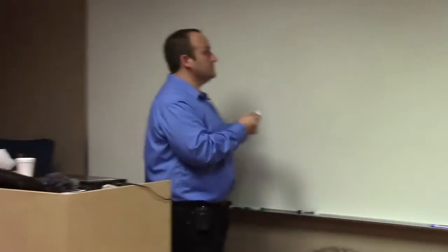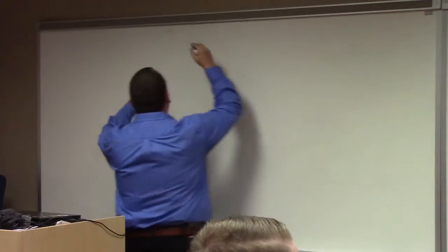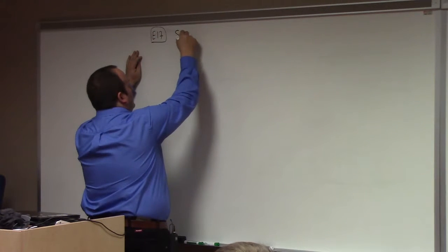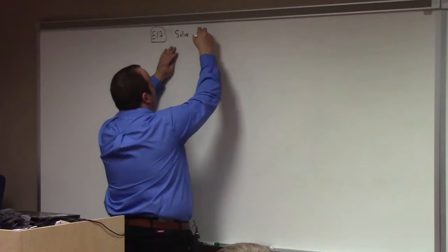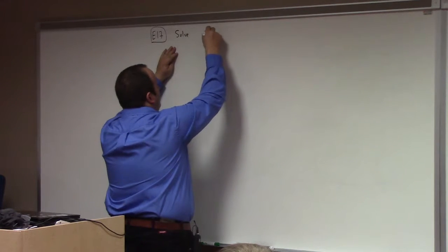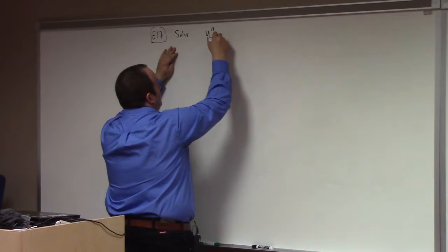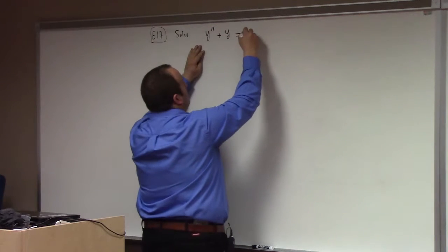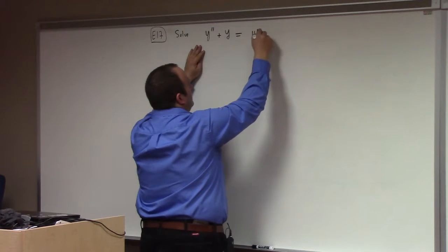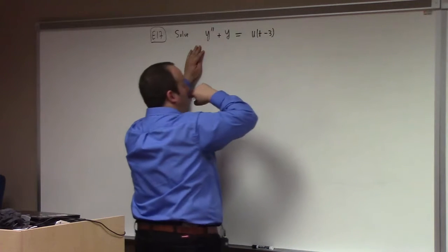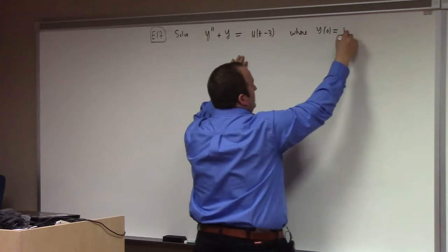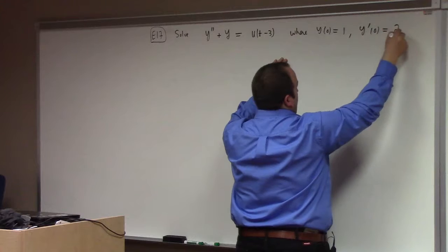So, example 17. Let's work on solving y prime prime plus y equal to u of t minus 3, all right, where y of 0 equals 1 and y prime of 0 equals 2.